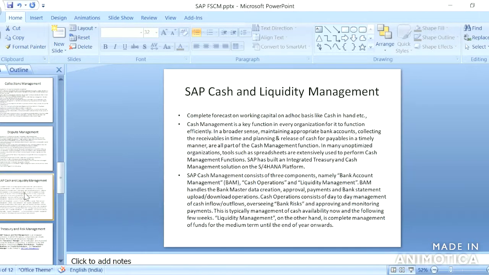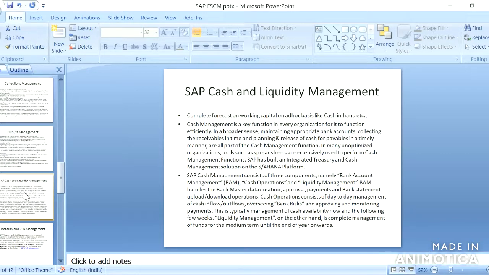So let us move on to SAP cash and liquidity management. Mainly I heard this is used for reporting purposes. It is a complete forecast on working capital on an ad hoc basis, like cash in hand, how much cash is there in hand, how we have to liquidate the cash, and what is the future requirement of the cash. All these cash related things will be managed in this module.